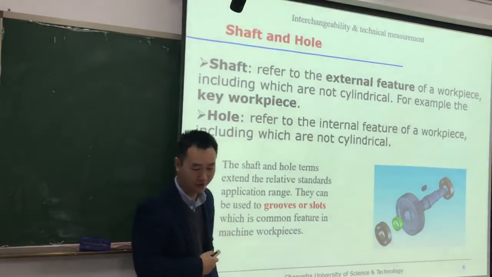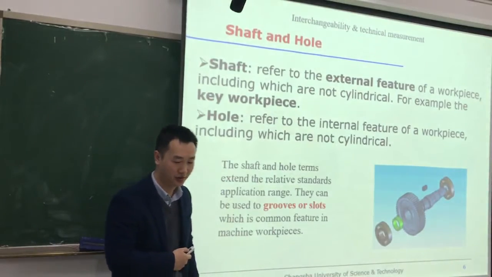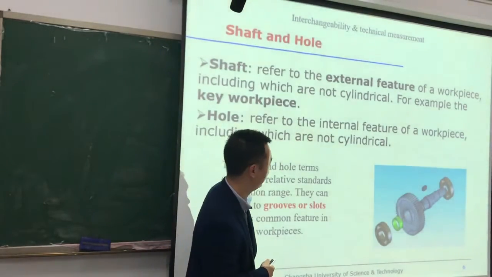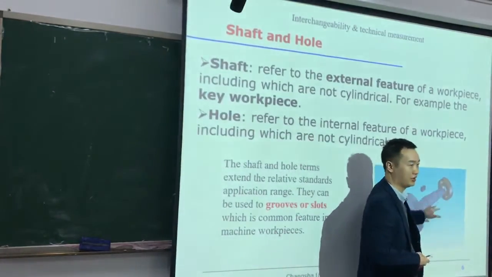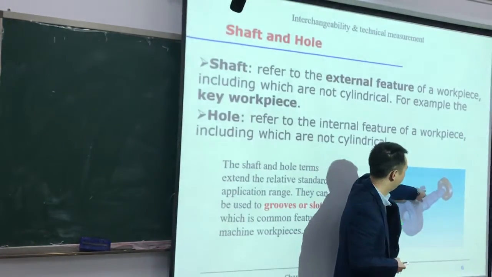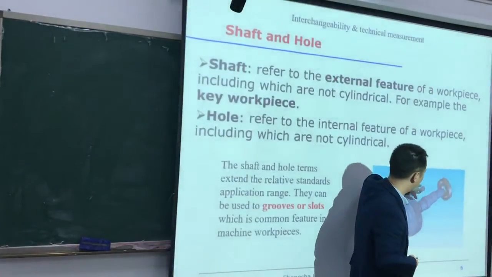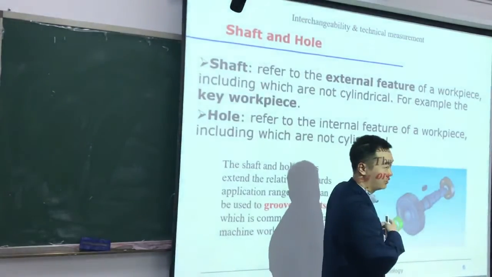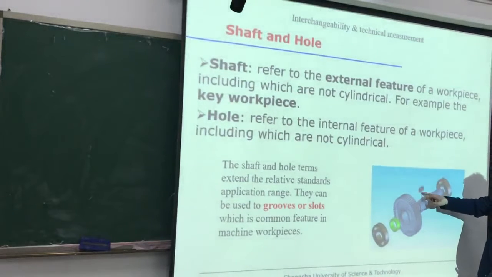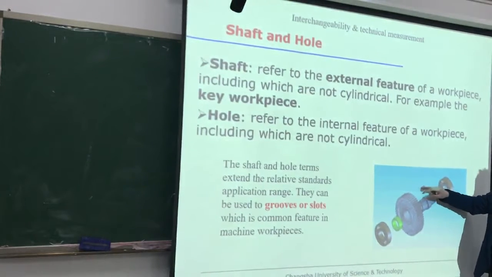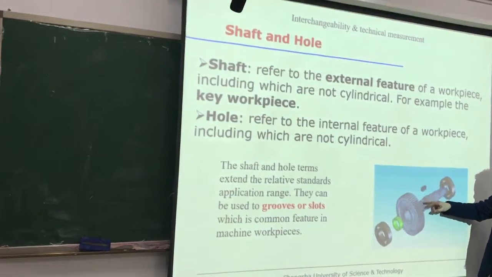For shaft, it refers to the external feature of a workpiece, including those which are not cylindric. For example, the key workpiece. So when we say a shaft, it does not have to be a cylinder. It can also be like this one. This one is a key workpiece. It's also seen as a shaft. Why? Because when it is connected with this slot, the external feature of this workpiece is fitted with this slot.